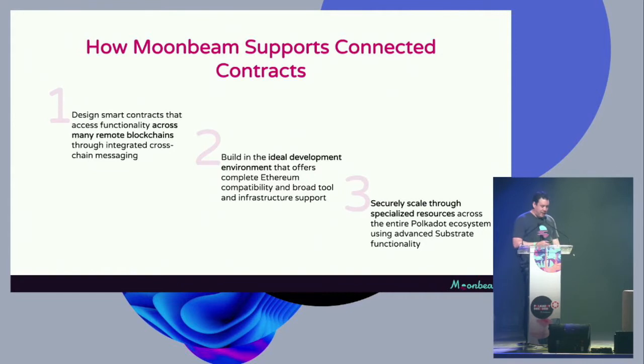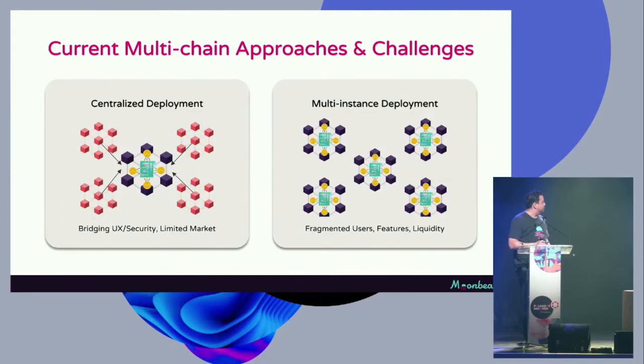So these are some of the main support pillars that allow us to have this connected contract strategy. And so let me talk a little bit first about the before picture, the current state of things, to make it clearer how this connected contracts capability really changes things.